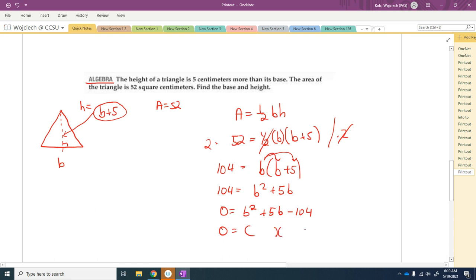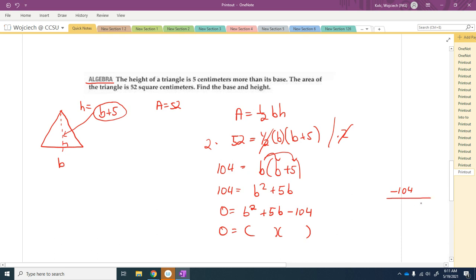Okay, this is a really good question. So how do I factor 104? What two numbers can we multiply and get 104, but when we add or subtract, we get 5? Okay, so what two numbers can we multiply and get 104 or negative 104, but when we add or subtract, we get 5? So think about it. What times what will be equal to 104?